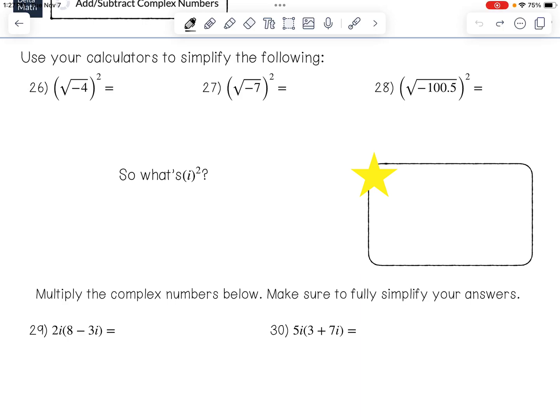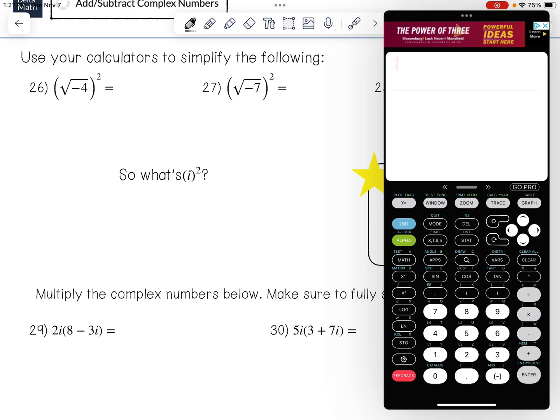So we're going to start investigating what i squared is. To start, we're going to use our calculators to simplify the three problems at the top. I'm going to grab out my calculator and type it in exactly as it appears. So parentheses, square root of -4, parentheses squared, right? And I get back -4.